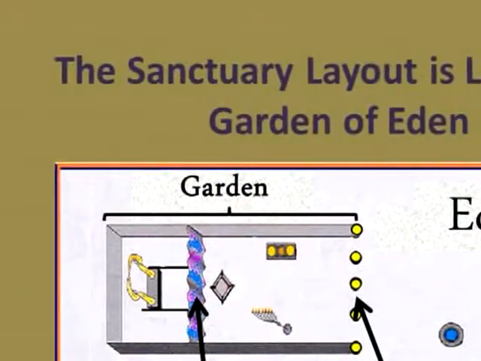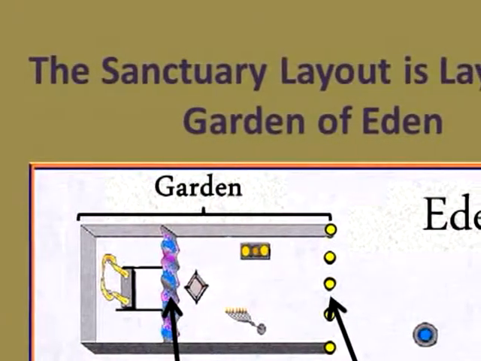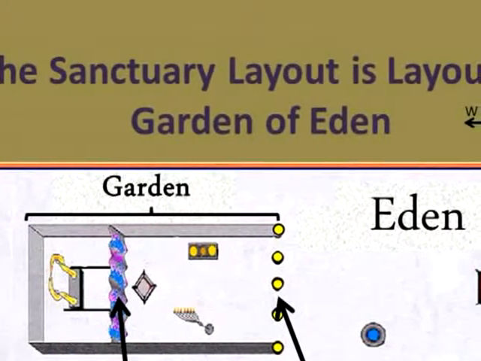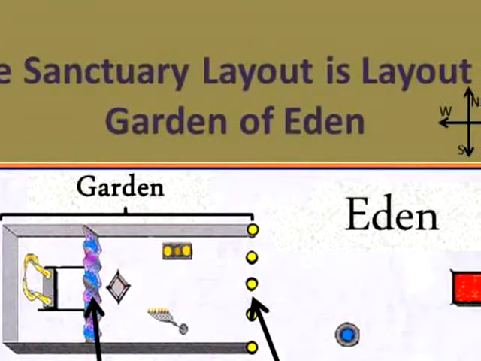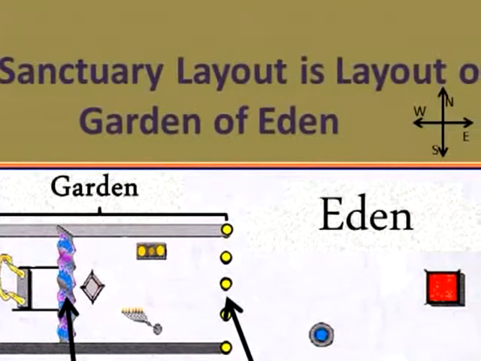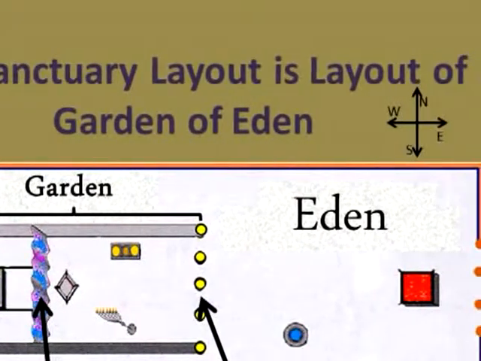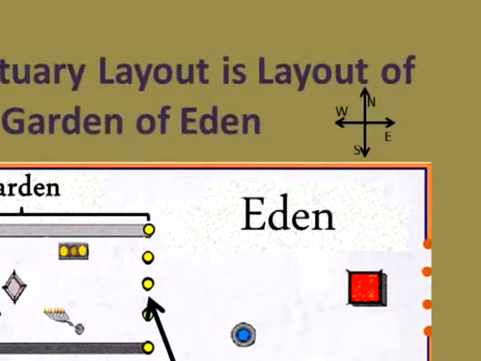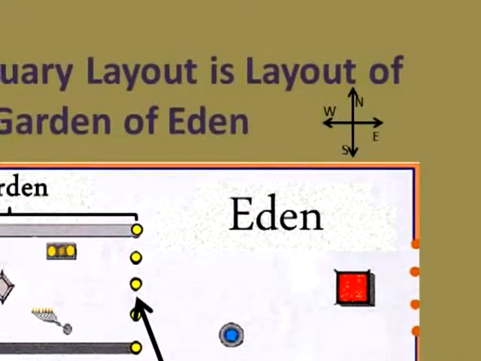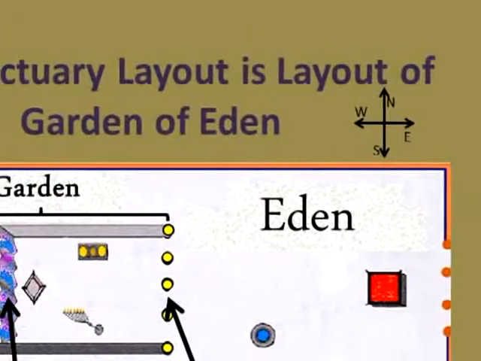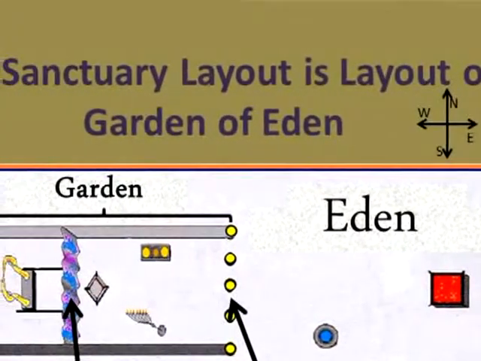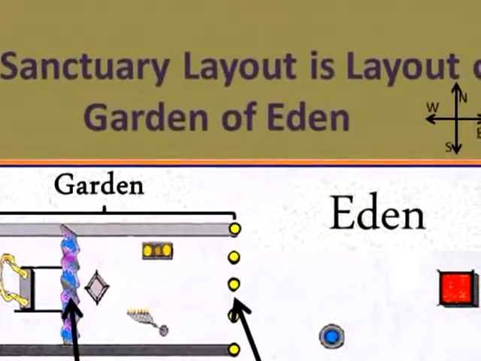Speaking of that, let's look at the sanctuary structure, because it reveals the structure of Eden. We always think of it as the Garden of Eden, but if you go back and look at it, it says God placed a garden in Eden. So Eden was bigger than the garden. So you actually have right here the garden and the courtyard representing Eden.